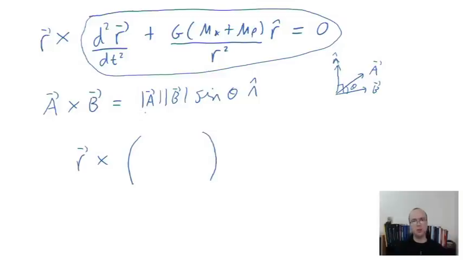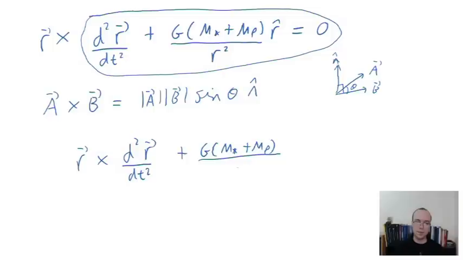So we have r cross all of this up here, and we can break this apart term by term, because we have two terms which we're summing here, and so we can take the cross product with each of them in turn. So let's see what we'll get. The first term gives us r cross d2r by dt squared. We then add the second term. If I take out the constant out the front, we have G times the mass of the star plus the mass of the planet divided by r squared, just a number, so I can take it out the front. Then we have r crossed with r unit vector, and all of this is equal to 0.